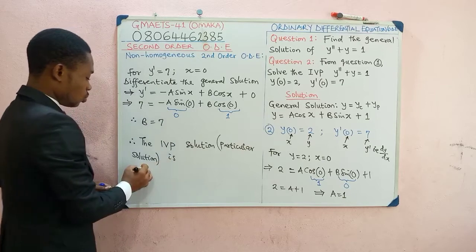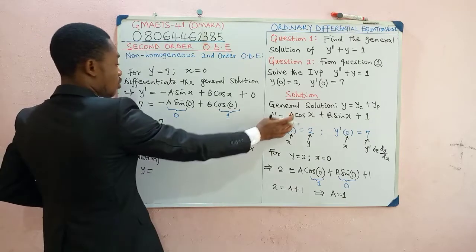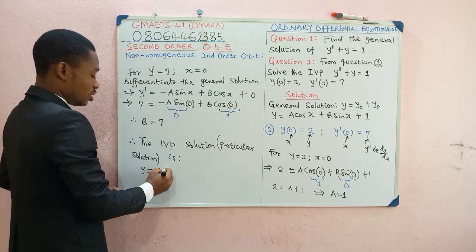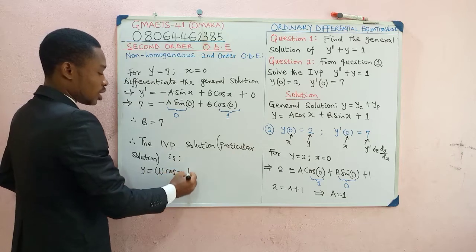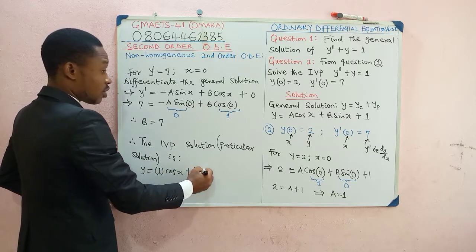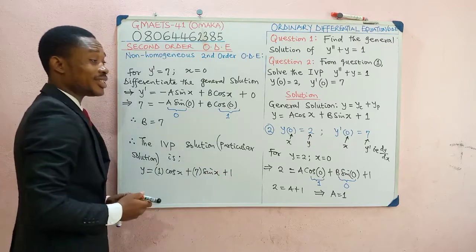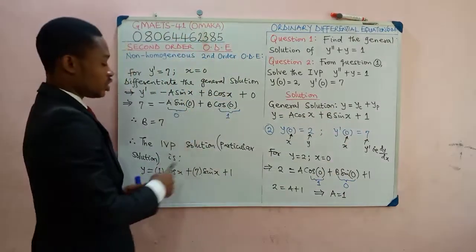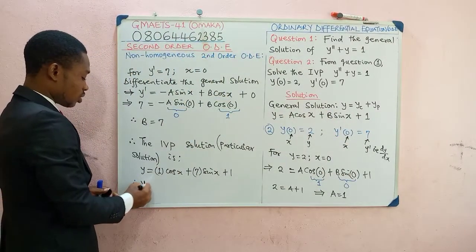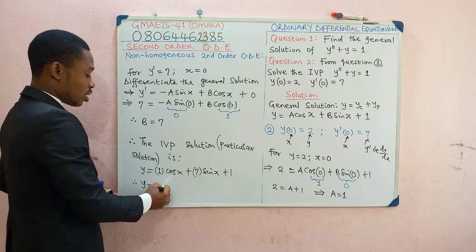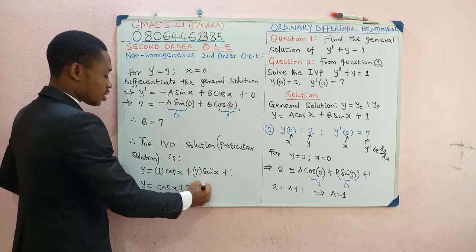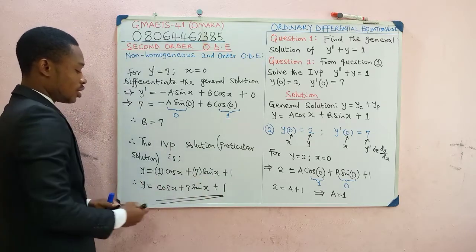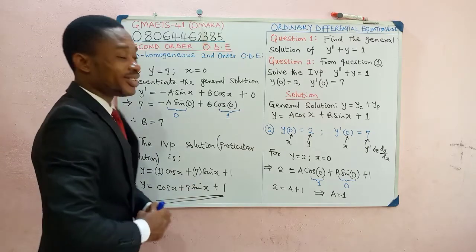I'll go to the general solution, y equal to, and in place of a, I'll put the value 1. Let me show all the working: it's going to be 1 times cos x, plus the value of b, which is 7, times sine x, plus 1. You notice what I did, right? I fixed in the values of the constants of integration. Every other thing remains the same from the general solution. Therefore, the particular solution is simply cos x plus 7 sine x, plus 1. Once again, you can choose to write 1 plus cos x plus 7 sine x.